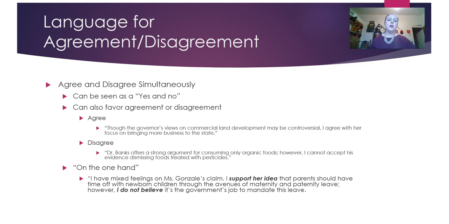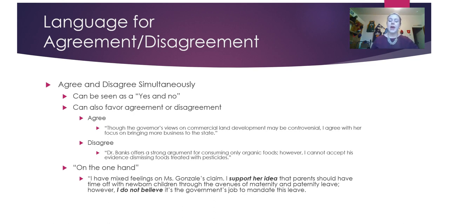So, for example, if we look at it as favoring agreement, we could perhaps write something like, "Though the governor's views on commercial land development may be controversial, I agree with her focus on bringing more business to the state." So perhaps this writer is saying, yeah, I'm not 100% on board with the environmental impacts this will have, but at the end of the day, I support more business coming to the state. I more generously support that perspective.